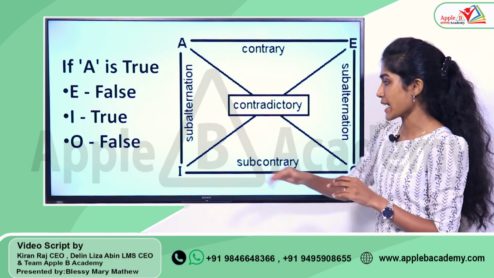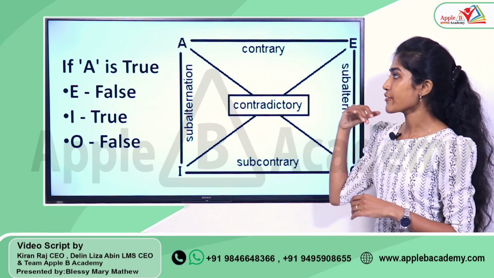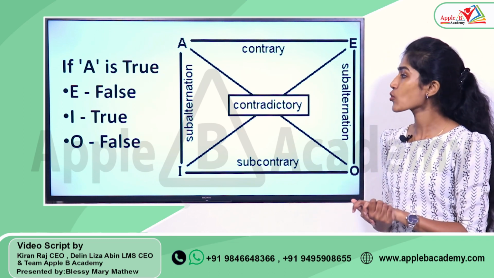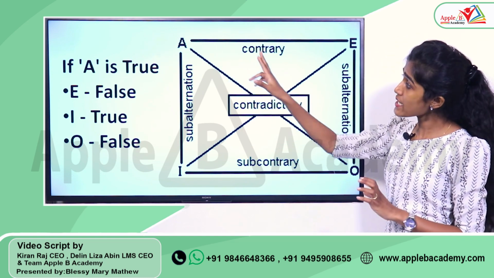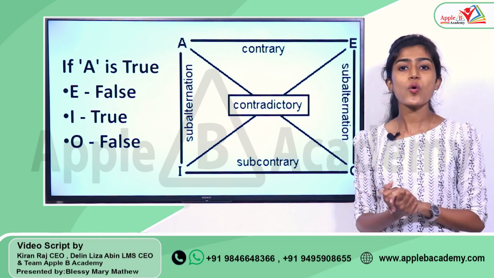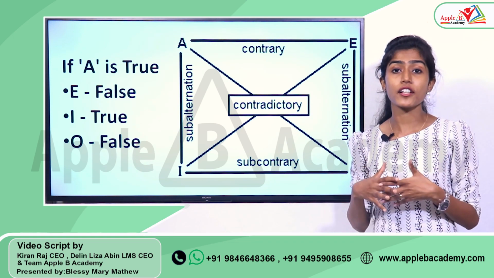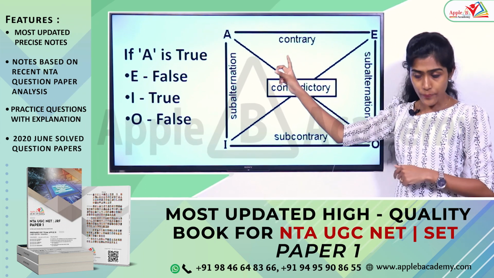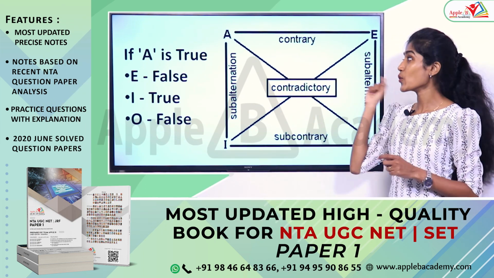Coming to the next proposition, that is I. If A is true, E will be definitely false, and O is false again. And if A is true, what is the condition of I? The relationship between universal affirmative and particular affirmative is called subalternation. In subalternation, if universal is true, particular is true. If particular is false, universal is false.